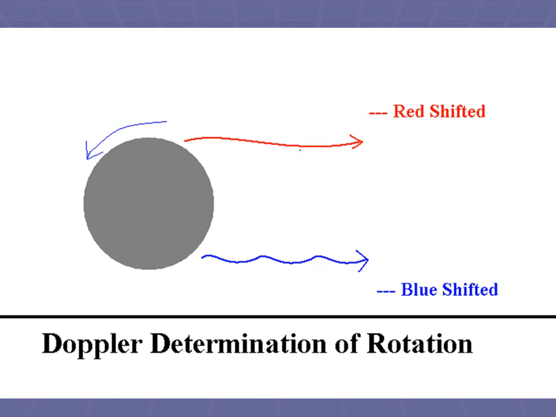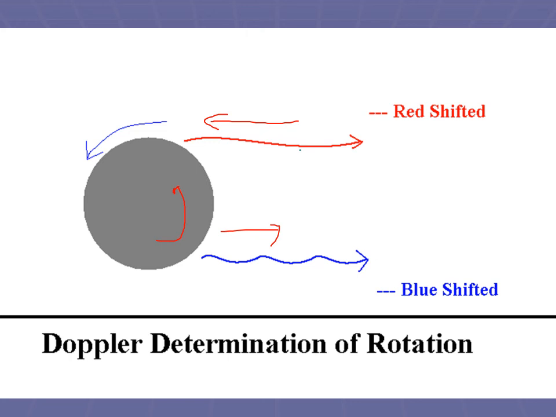For example, if an object is rotating, one side's coming towards you, and so that side's blue shifted. The other side's going away from you, so that side is red shifted. And so if you look at the spectrum, then you're going to have both blue shift and red shift in the spectrum. And so this would be an example of a Doppler broadening of a spectrum. And this is very important because you can actually measure, for example, an asteroid, the Doppler broadening of the asteroid, and find the rotation rate.